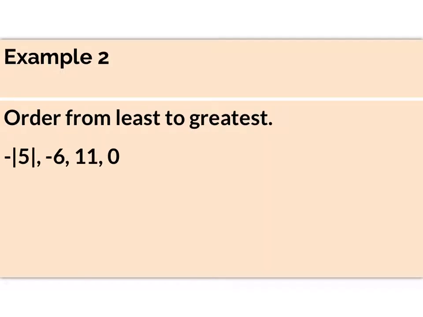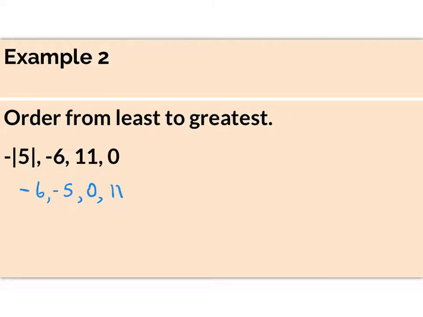Okay, so now we're going to order these numbers from least to greatest, and we have to look carefully. These funny lines actually mean absolute value, so we're going to rewrite. We have -5. The absolute value of 5 is actually +5, but the negative is outside, so it becomes -5, -6, 11, and 0. These are our numbers. And so now to put these in order, we go -6, -5, 0, and 11.